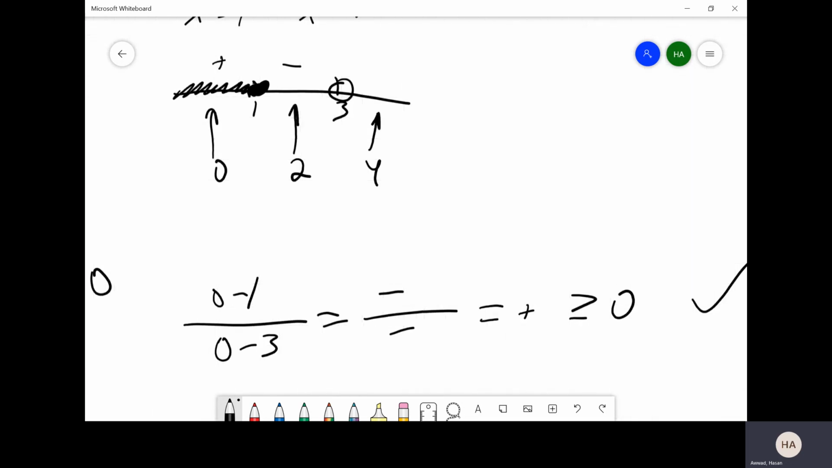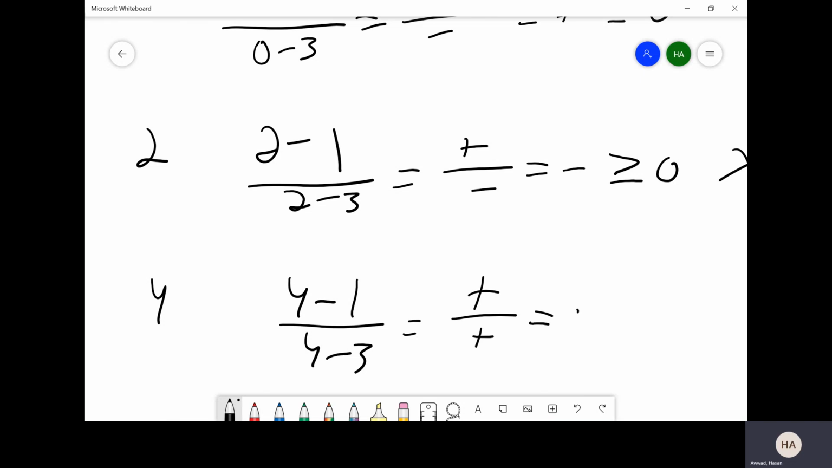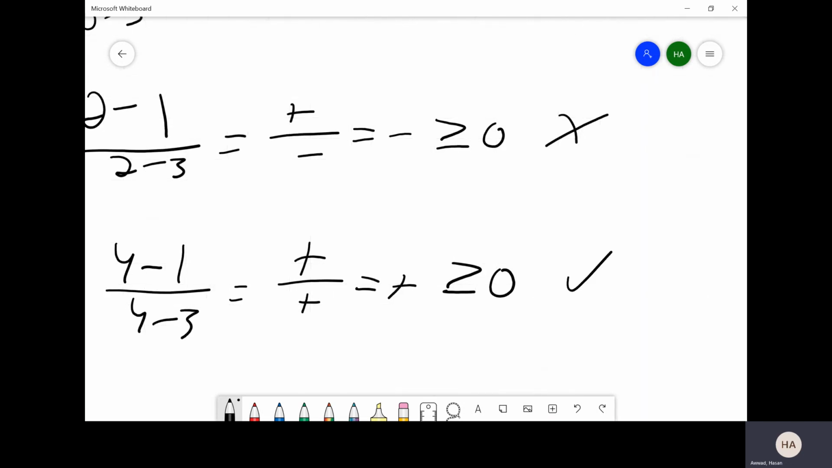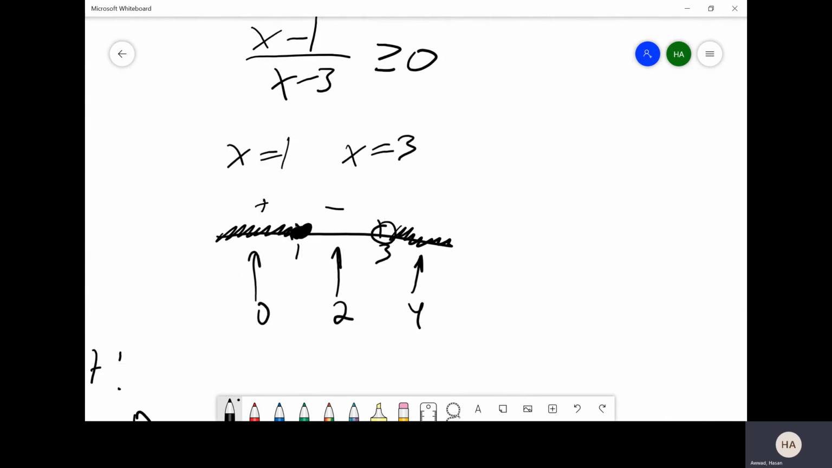So, last but not least, we have to test 4. Testing 4, we have 4 minus 1 over 4 minus 3. This is definitely positive over positive, which gives us a positive, which is absolutely greater than or equal to 0. So yes, this will check out, and this is another interval for us to use. So this one works out fine.